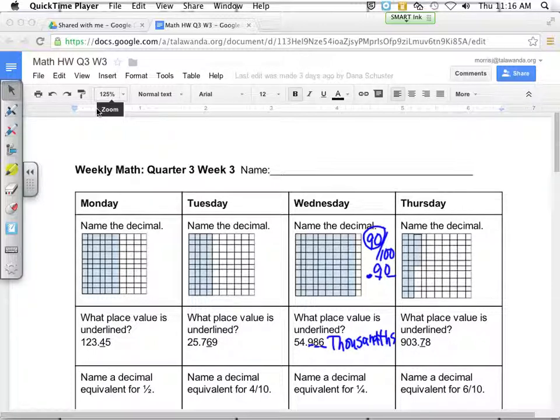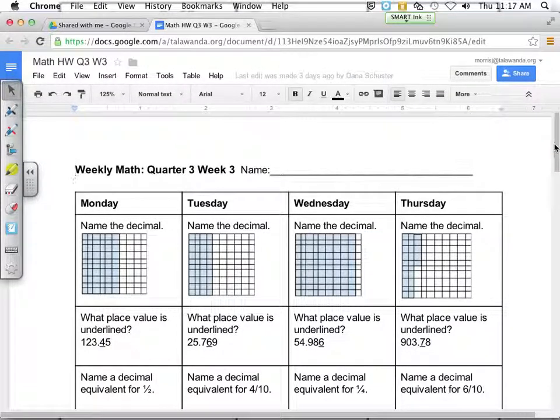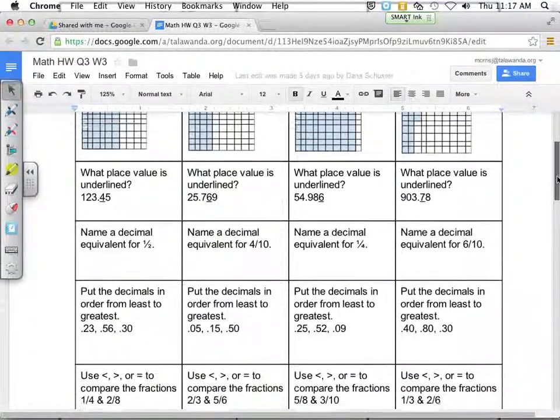Next, you need to name a decimal equivalent for 1/4. Well, if I take a whole and I break it into 4 equal pieces, that's a fourth. So a fourth is equal to what as a percentage? What's the same as a fourth as a percent? Jillian?